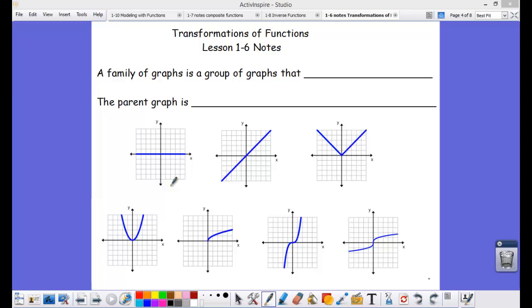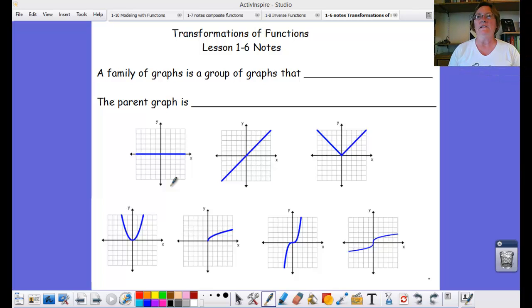Hi, and welcome to Lesson 6 in our Chapter 1. Today, as you can see, we're going to be talking about transformations of functions. That means moving them around the coordinate plane and how those moves relate to the graph and to the equations, the function rules.